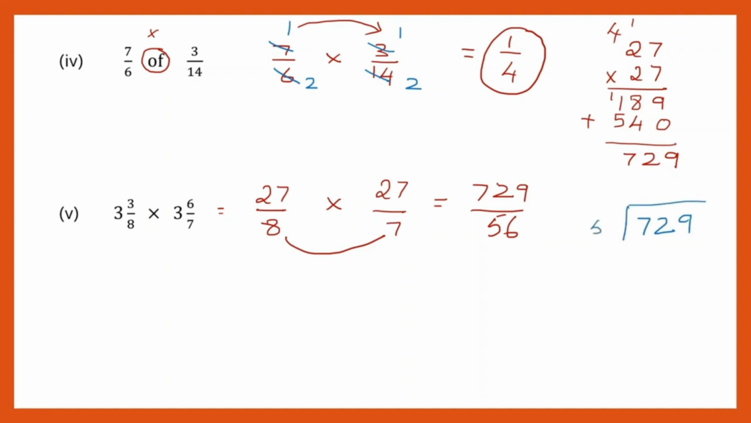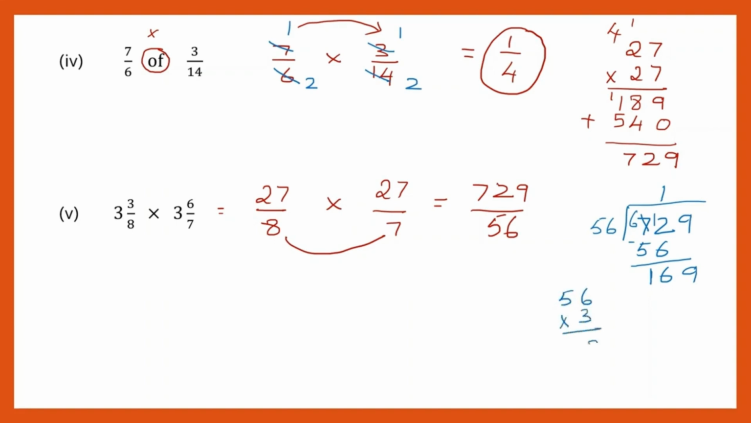729 divided by 56. 56 ones are 56. Minus, let's borrow, 12 minus 6 is 6, 6 minus 5 is 1 and I bring down 9. Now 56 into what will give me a number close to 169? So let's multiply and see. 56, let's try with 3.